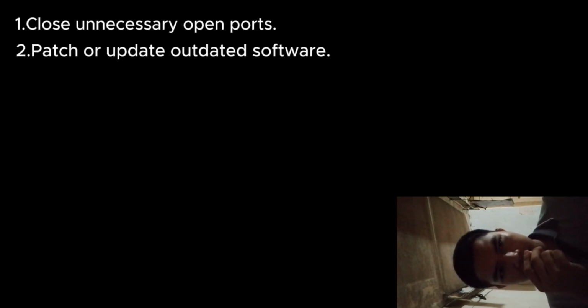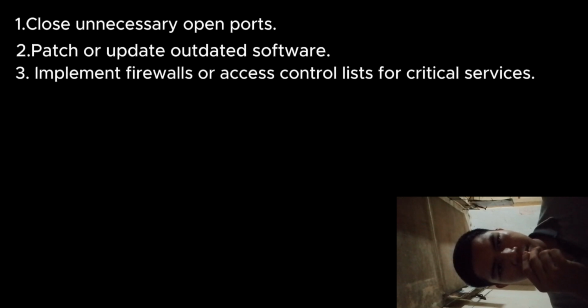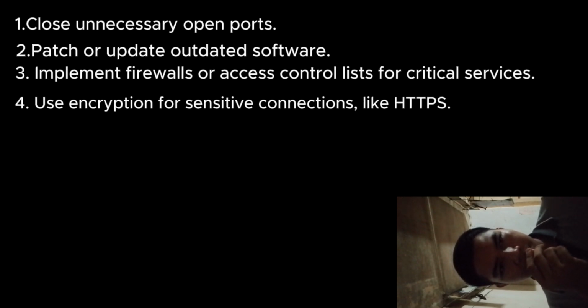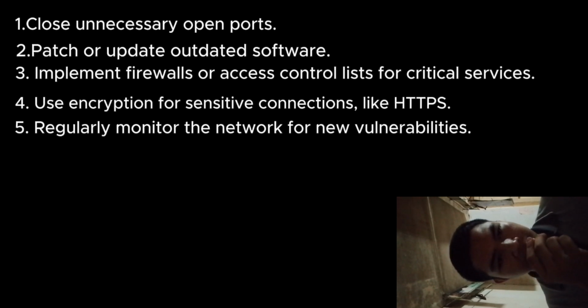Now that we've gathered all the information, let's summarize the recommendations for improving security based on the findings. First, close unnecessary open ports. Second, patch or update outdated software. Third, implement firewalls or access control lists for critical services. Fourth, use encryption for sensitive connections like HTTPS. Fifth, regularly monitor the network for new vulnerabilities. By following these steps, you can greatly enhance the security of your network.